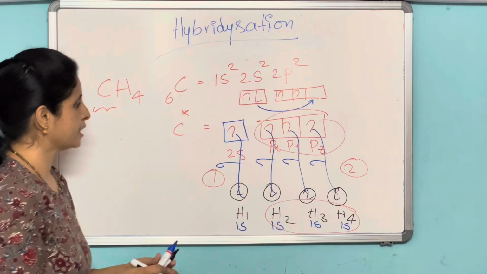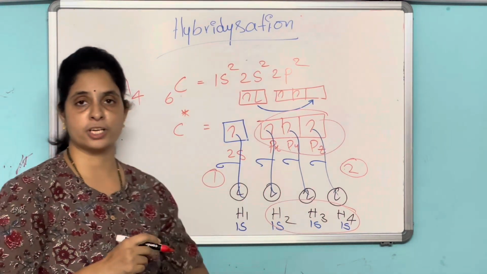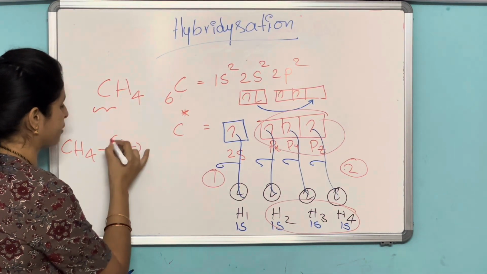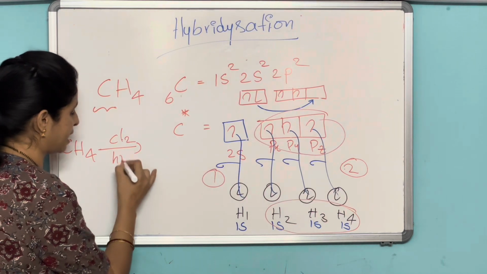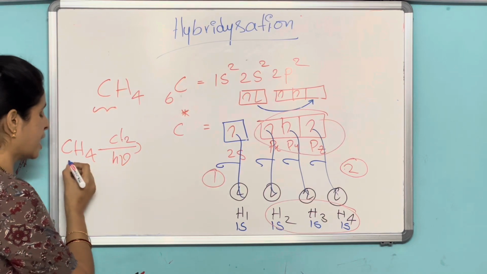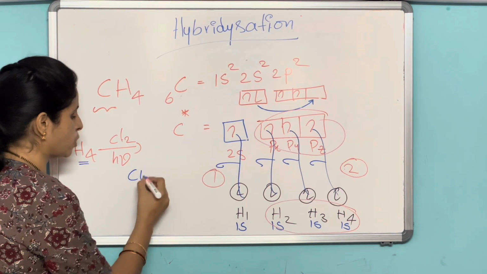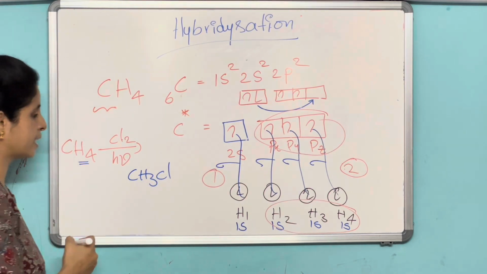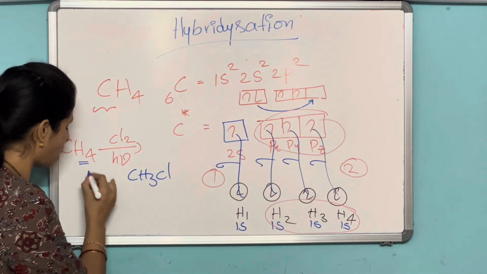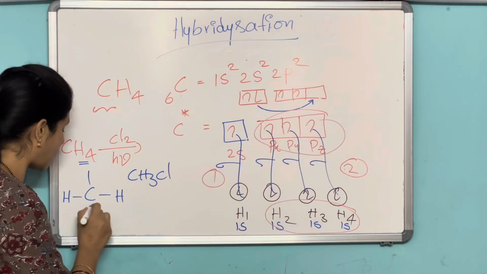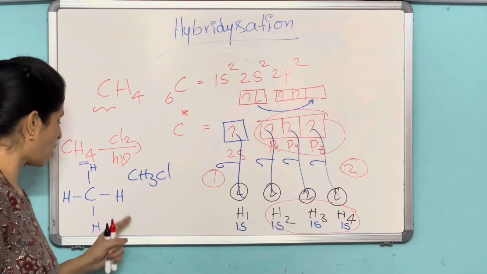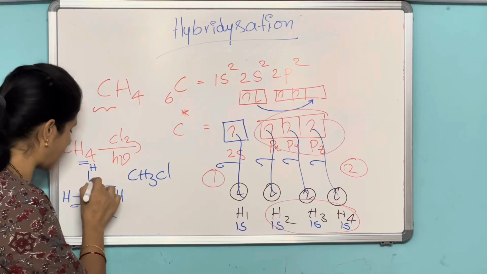Clear? But the experimental evidence shows that when the CH4 molecule is treated with chlorine in the presence of sunlight, it results in the formation of a monohalogenated product. Here you just replace one hydrogen with one chlorine. Monohalogenation indicates all the CH bonds around the carbon are identical. All the sigma bonds around the carbon atom.